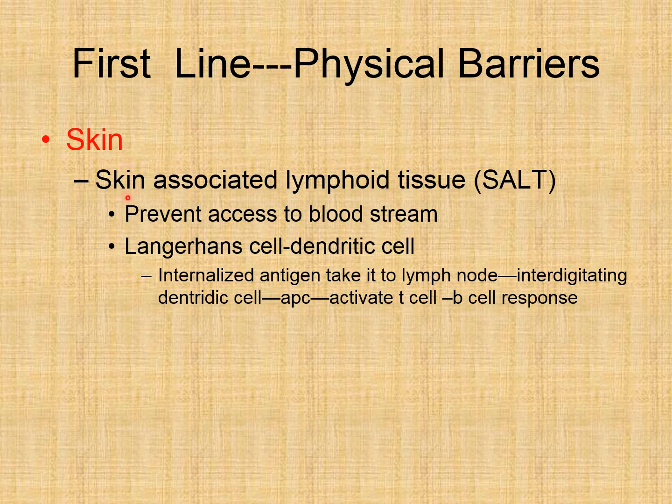The skin is also provided with a specific type of lymphoid tissue called SALT, which is skin associated lymphoid tissue. It prevents the access of the microbes to the bloodstream. Within this tissue, there are specific types of resident dendritic cells, called Langerhans cells in skin. These cells basically internalize the antigen and take them to the lymph nodes and activate T cell and B cell responses.